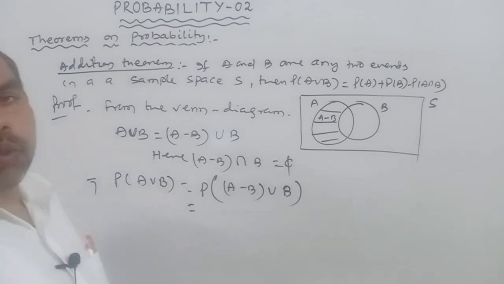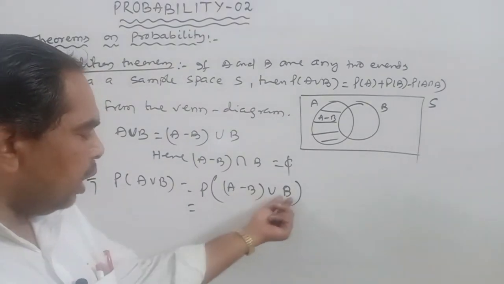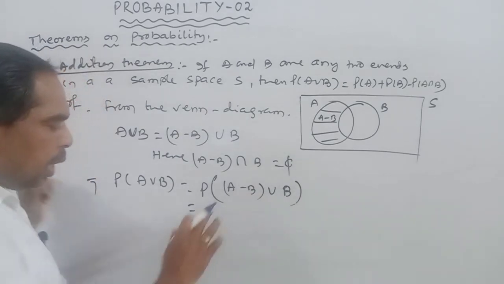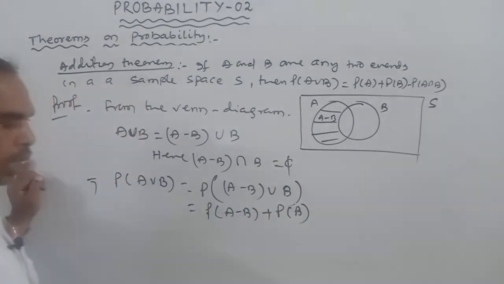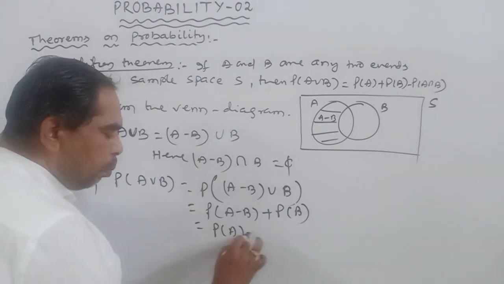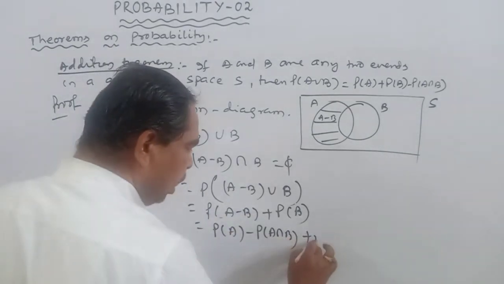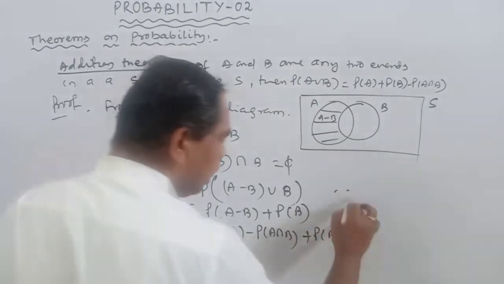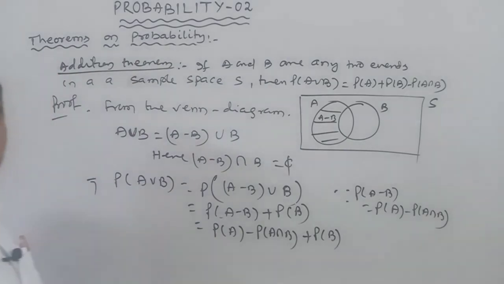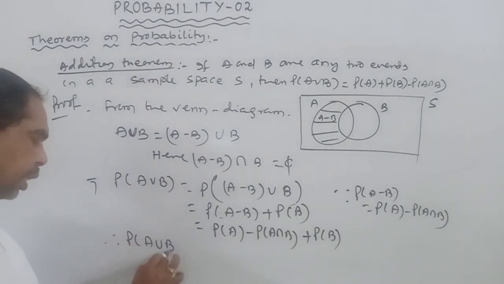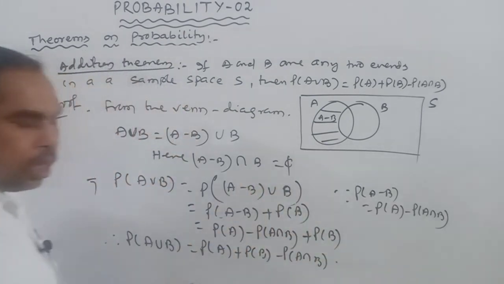Since if A and B are disjoint, then P of A union B is PA plus PB. As A minus B and B are disjoint, with nothing common, therefore P of A minus B union B is P of A minus B plus P of B. But P of A minus B equals PA minus P of A intersection B. So P of A union B is equal to PA minus P of A intersection B plus P of B. Therefore, P of A union B is equal to PA plus PB minus P of A intersection B. Hence proved.